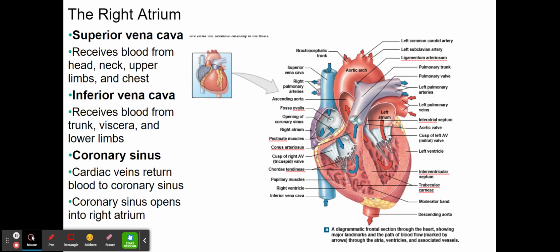The cardiac veins draining the myocardium return blood to the coronary sinus, a large thin-walled vein that opens into the right atrium inferior to the connection with the superior vena cava. The opening of the coronary sinus lies near the posterior edge of the interatrial septum.